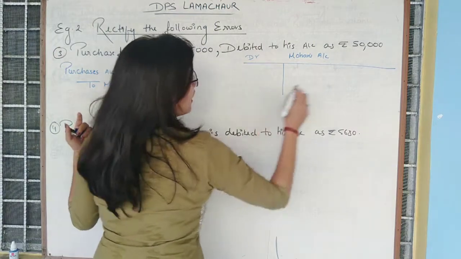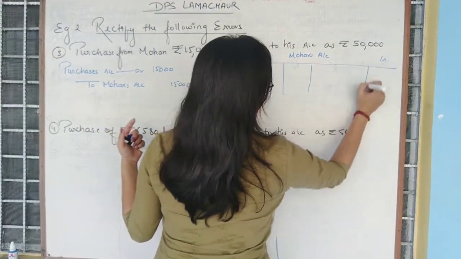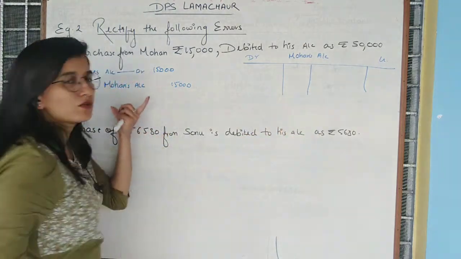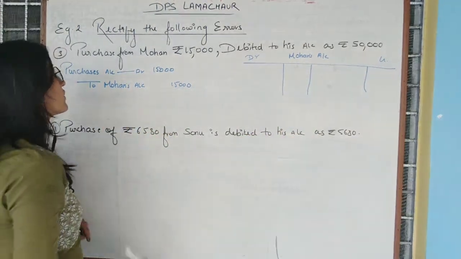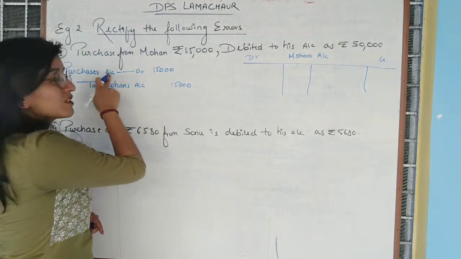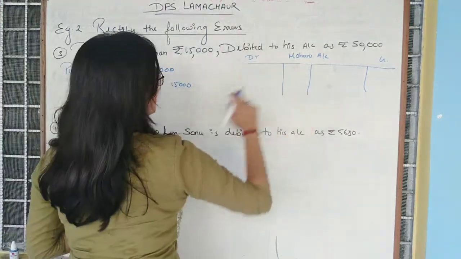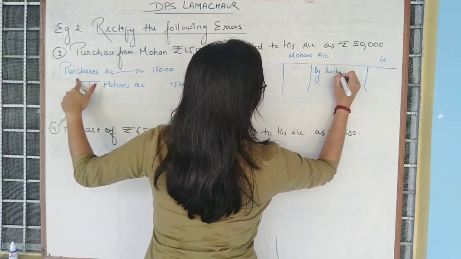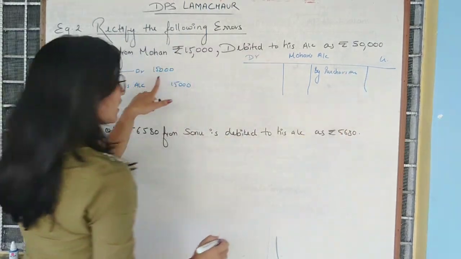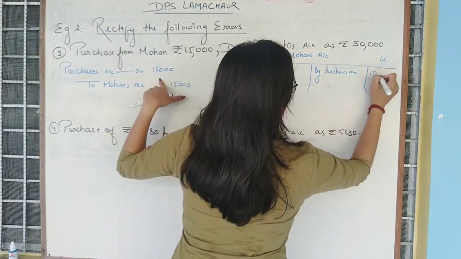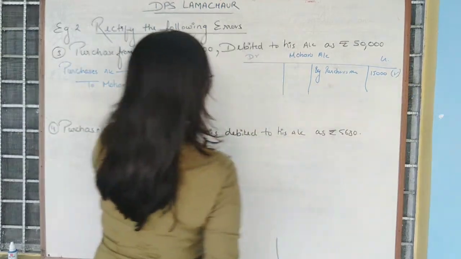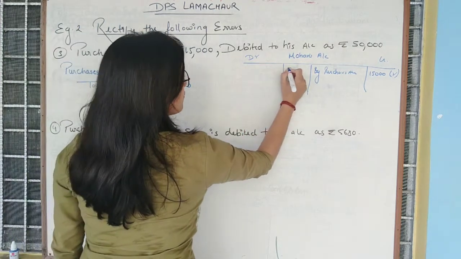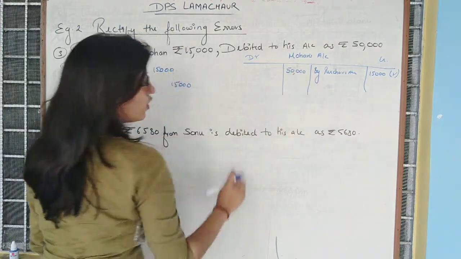Here is the debit side and here is the credit side. Now, while posting this entry to Mohan's account, we know we post the entry in the opposite direction. So Mohan's account, purchases account is debited, so we will credit purchases account here by purchases account. The correct amount should be 15,000. This is the correct amount, but its account has been debited. That means 50,000 has been debited to Mohan's account.